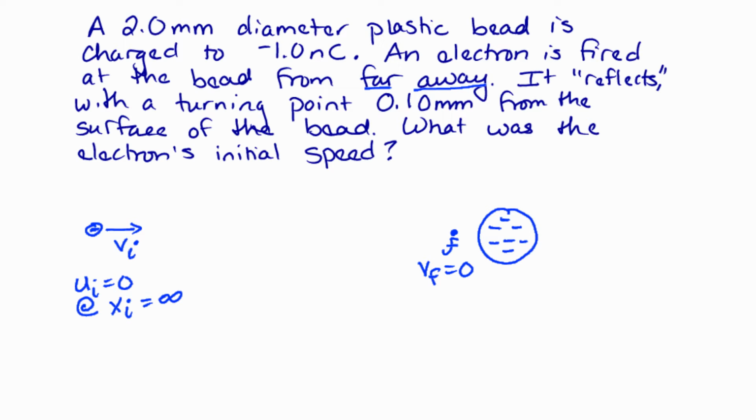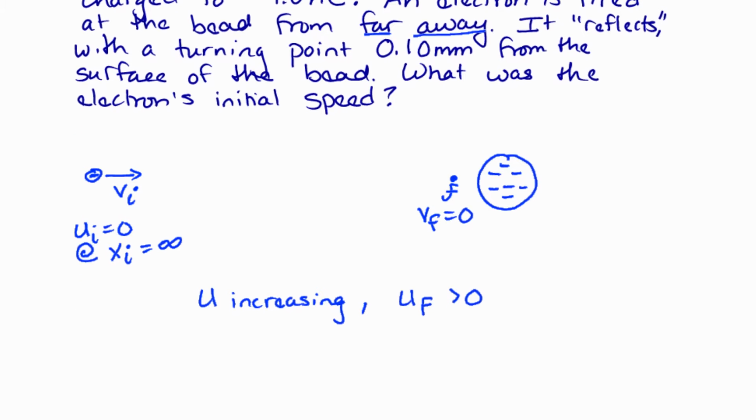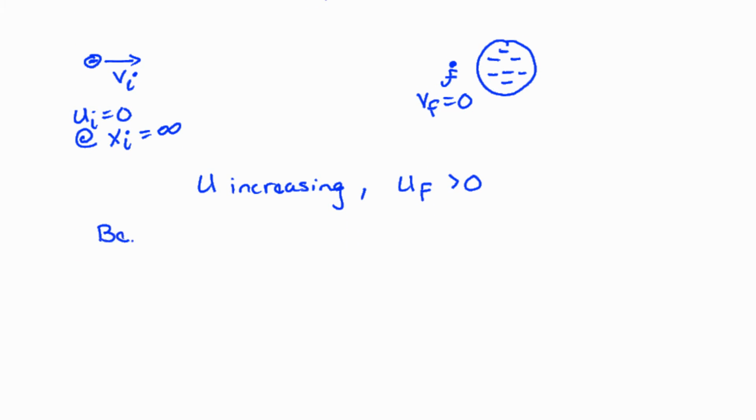Now, if this electron is moving towards the negatively charged bead, that means that the potential energy is increasing. Since it's 0 when it's far away, that means that the final potential energy is going to be greater than 0. So by looking at the situation, we can see whether or not we need to have a positive or negative potential energy. So let's go through and break down the different energies involved in both cases.